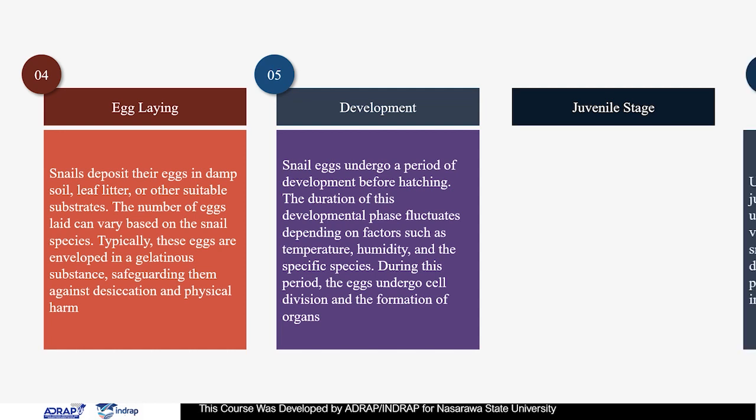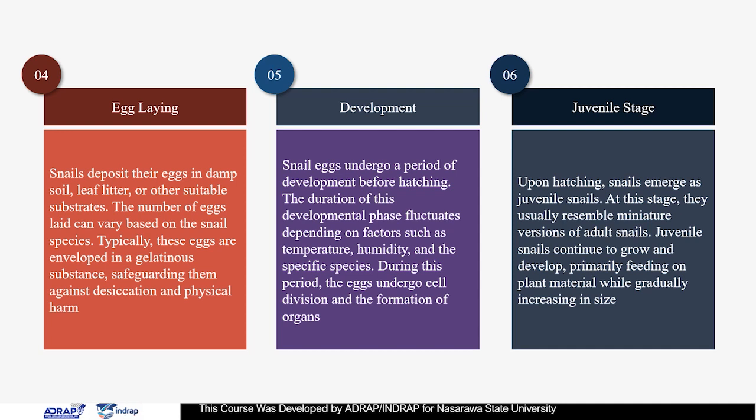Juvenile stage. Upon hatching, snails emerge as juvenile snails. At this stage, they usually resemble miniature versions of adult snails. Juvenile snails continue to grow and develop, primarily feeding on plant material while gradually increasing in size.